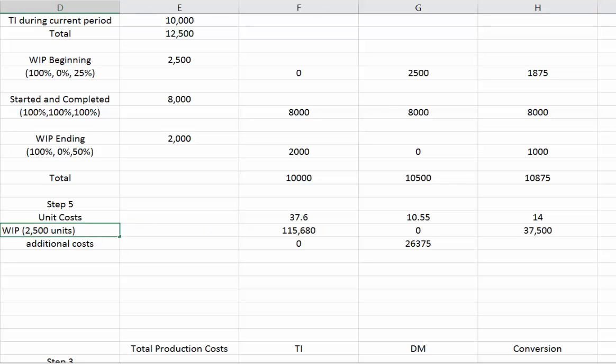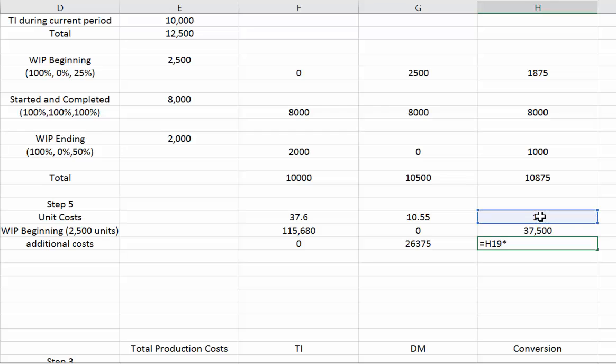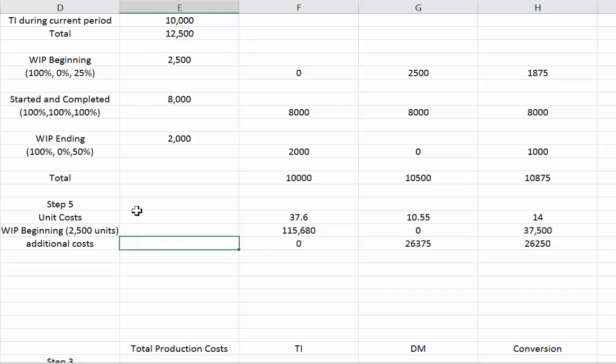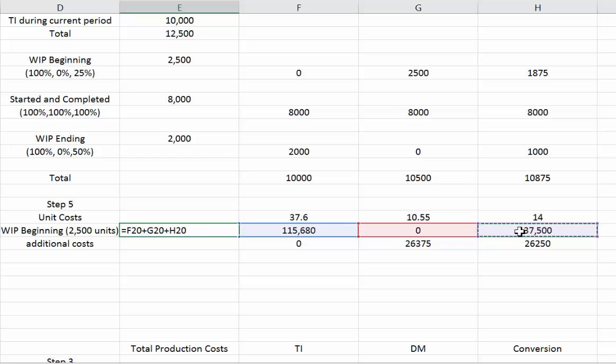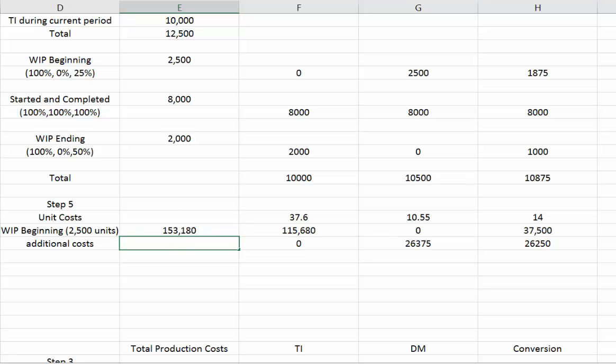So let me put a beginning inventory there. I forgot. Sorry about it. And for this one, I will multiply the $14 by the 1,875. So now I can definitely figure out total cost. Before I start my work, this is 2,500 units. They carry this much cost. Now I'm going to invest additionally this much cost to 100% complete these 2,500 units.